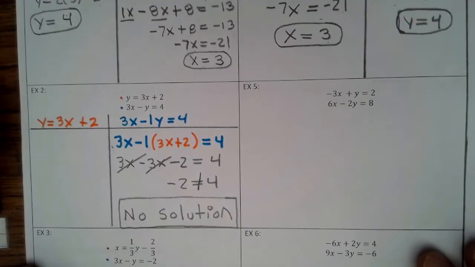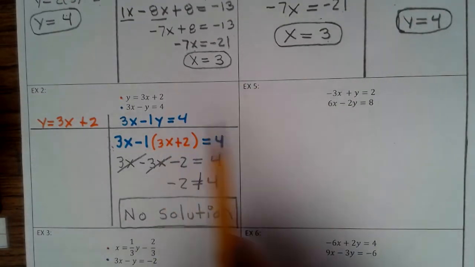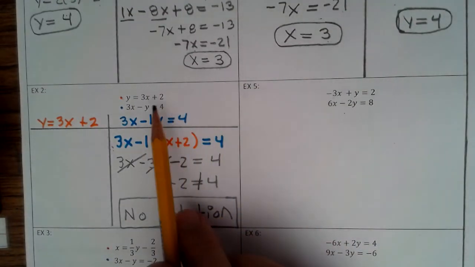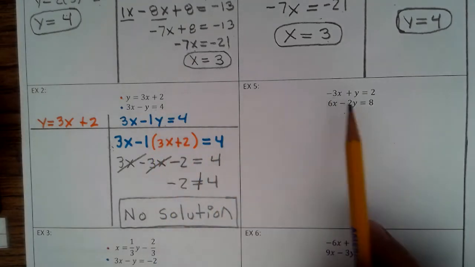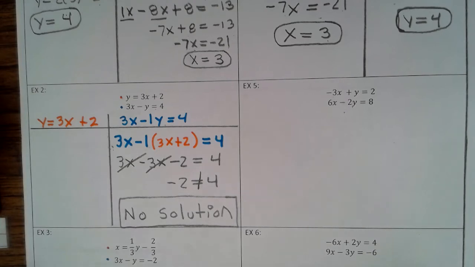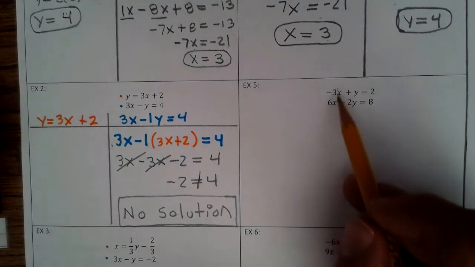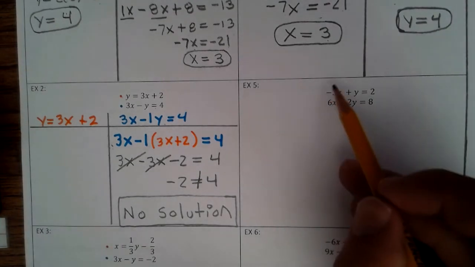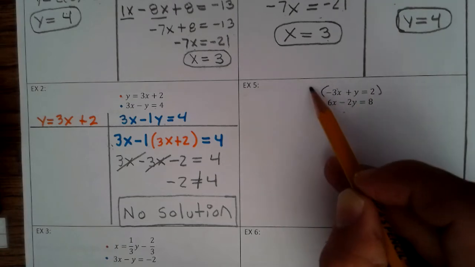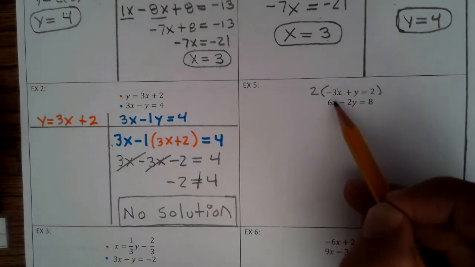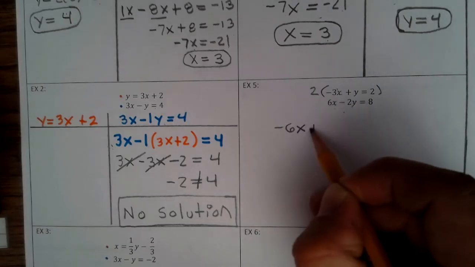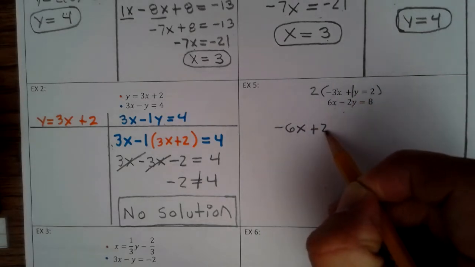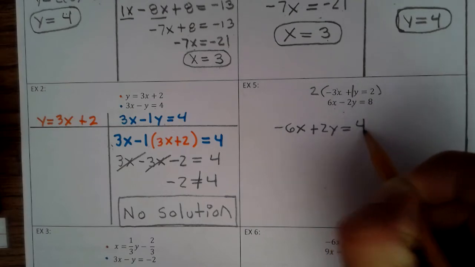All right, example 5. Now again, example 5 equations are the same equations as example 2, but this time I'm going to show you how, instead of solving by substitution, to solve by elimination. Okay? Now, we need the numbers to be the same with different signs to cancel. So it looks like here, if I multiply the first equation by 2, I'll get a -6x, and those will cancel. So -6x plus, that's a 1, so 2y equals 4.